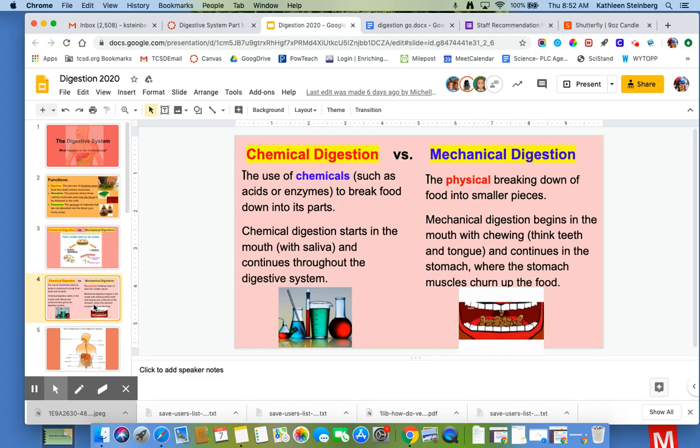Here's more about the difference between chemical and mechanical. So chemical is the use of chemicals to break down food. Usually that's things like acids and enzymes. It starts in the mouth, so with your saliva, and it continues throughout the system. Mechanical digestion is when you physically break down food into smaller pieces. So this begins in the mouth with chewing. Think about your teeth and your tongue. And then it goes to the stomach to actually be churned up into smaller pieces.